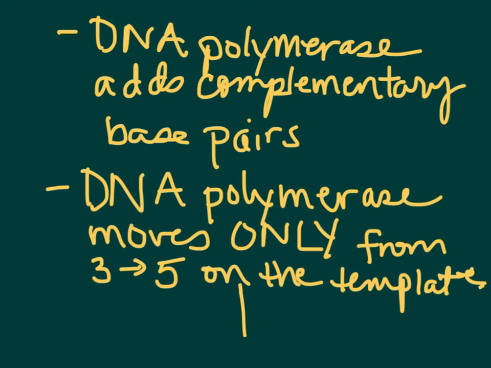Sometimes you may hear this referred to as 3 to 5 on the template. This is what we call the template strand. It reads from 3 to 5 on the template. We just name it that. It's a chemistry thing about the chemical shape of the backbone. For those of you who are absolutely dying to know, I could explain it to you later.